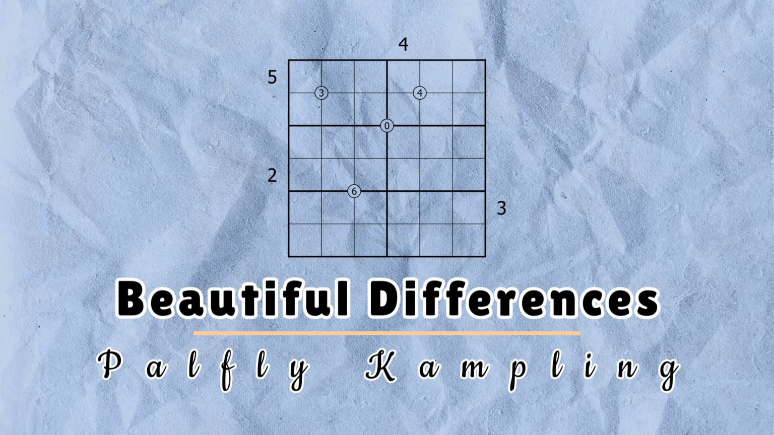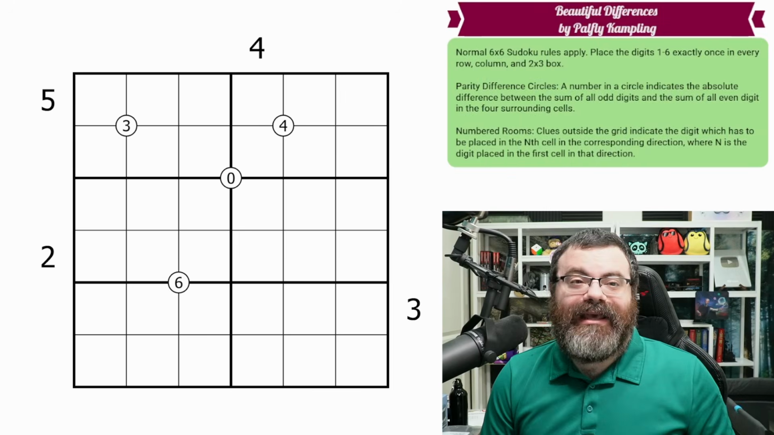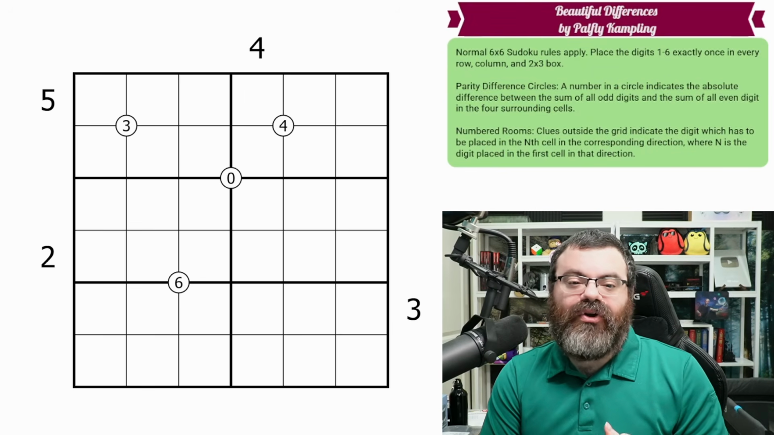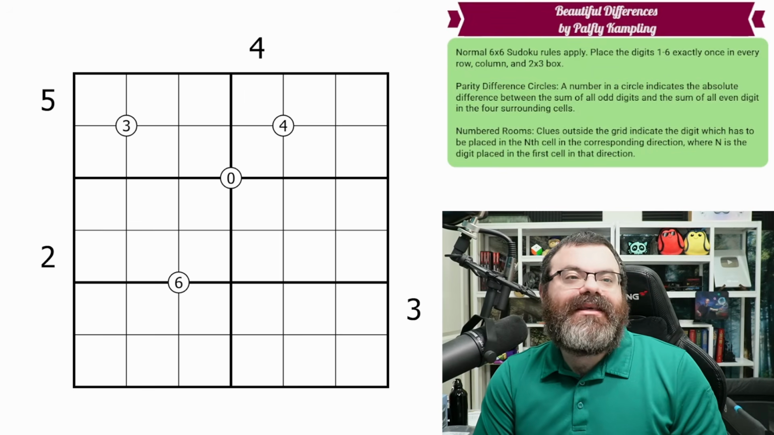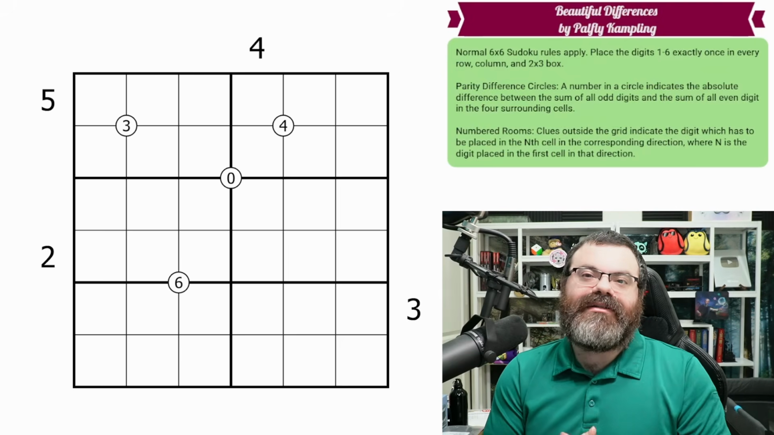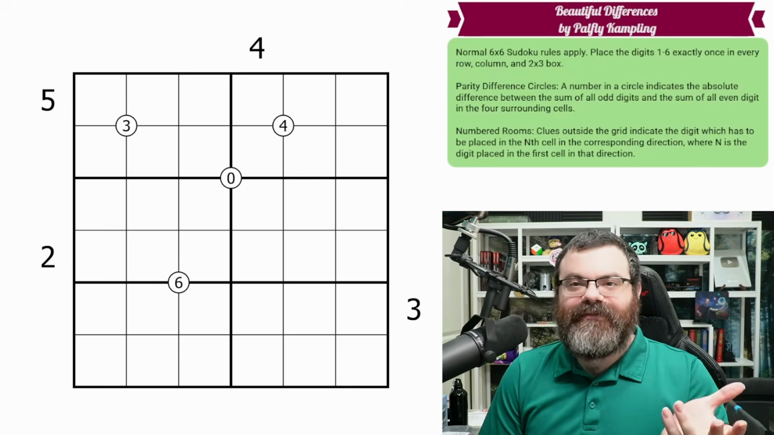Hello, let's continue our Sudoku adventure with Beautiful Differences by Palfly Kampling. So it is the first Monday of the month, so we are doing our October theme week. This theme week is parity. Parity is just the mathematical way of saying even or odd. So the parity of a number is whether it is even or odd.